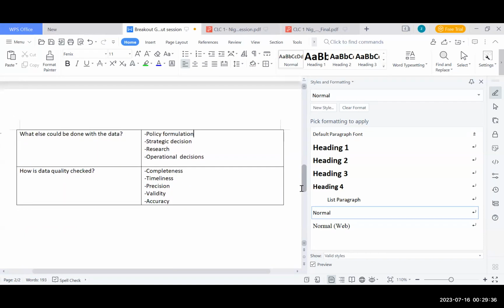So other things that could be done with data include policy formulation. For example, in the treatment of HIV and AIDS, it was policy formulation that led to the inclusion of dolutegravir (DTG) in the treatment guidelines for HIV. Also, the inclusion of artemether was a policy formulation by the federal government that led to the inclusion of these drugs into these different disease areas.